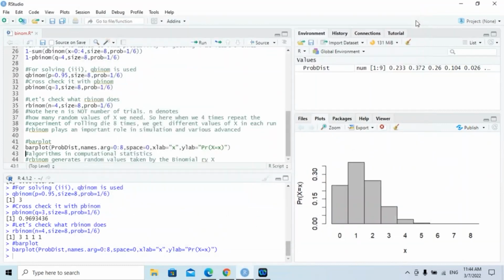I would suggest you to try out more and more problems with the help of R, so that you would be more comfortable with these commands. So with this, I would stop over here.